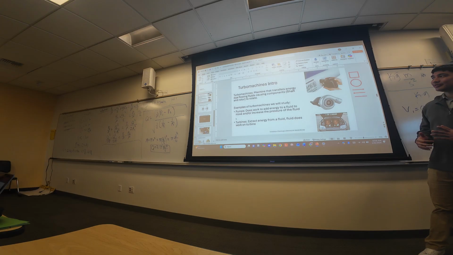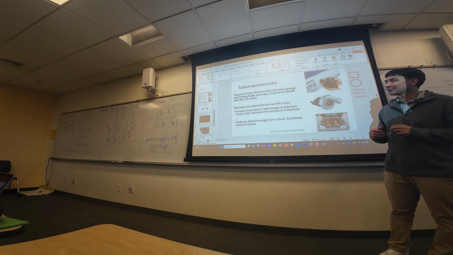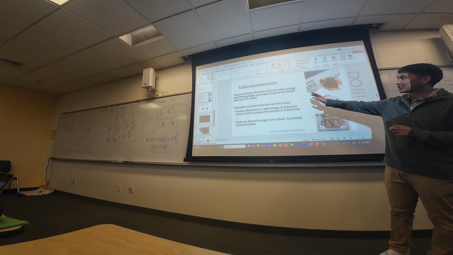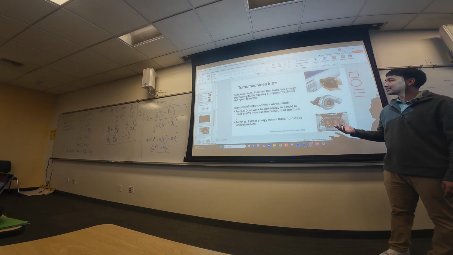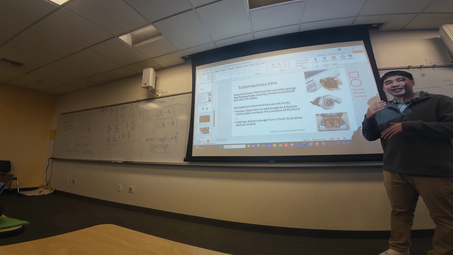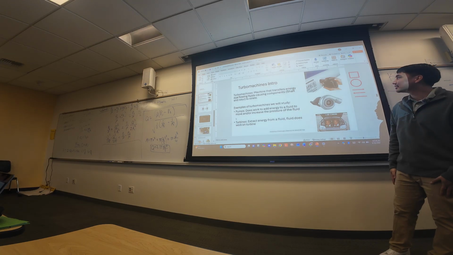So chapter 12 is about turbo machines, and this is my definition of how I understand turbo machines, instead of finding some textbook definition. It's a machine that transfers energy due to flowing fluids causing components such as a shaft or rotor to rotate. So think of a fluid like water rotating some kind of component, and you use that energy to either provide power or some kind of output.